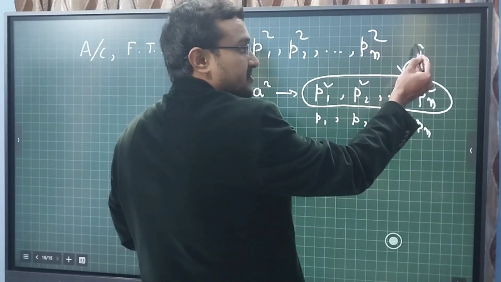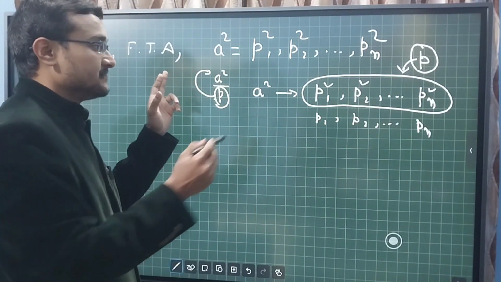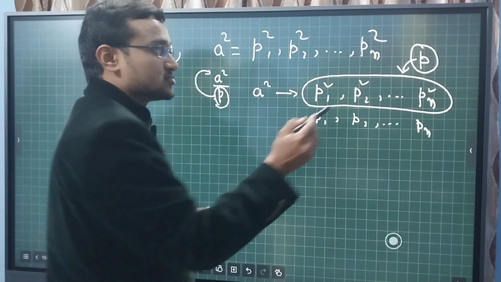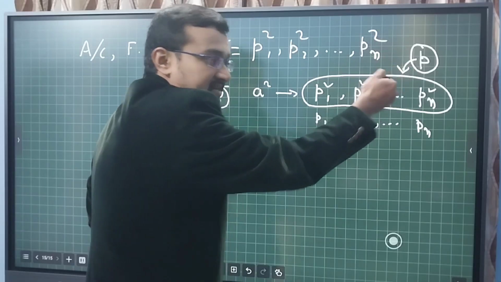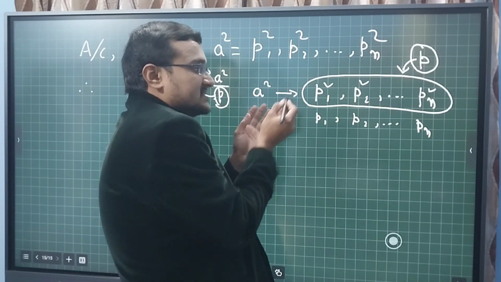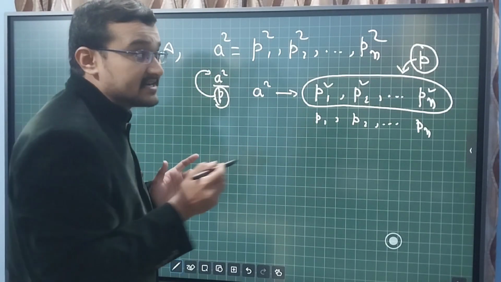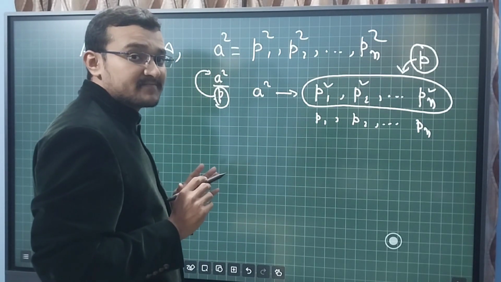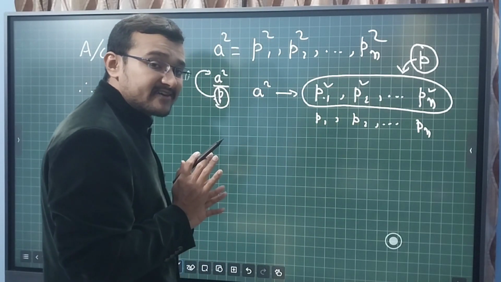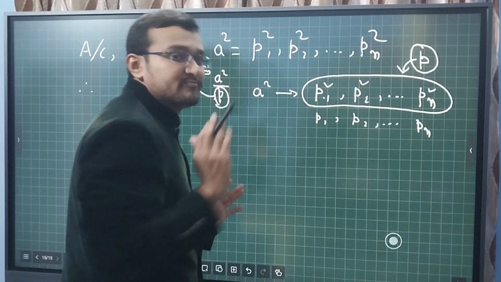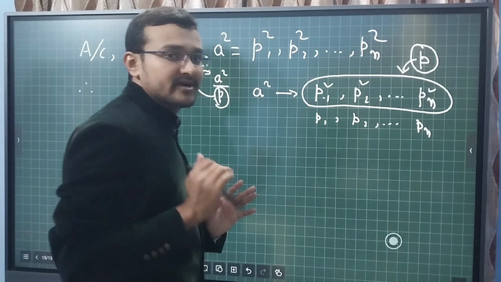So this P is also a prime factor of A square, and because of the fundamental theorem of arithmetic, this factorization should be unique. So P is not separate, P is not outside this, P is inside this. A square has P1, P2 up to Pn as its prime factors, and P is also dividing A square, which means P is also a prime factor of A square. So in the prime factors P1, P2, P3 up to Pn that we have taken, P is also there. P is not excluded from this group, P is included in this group.